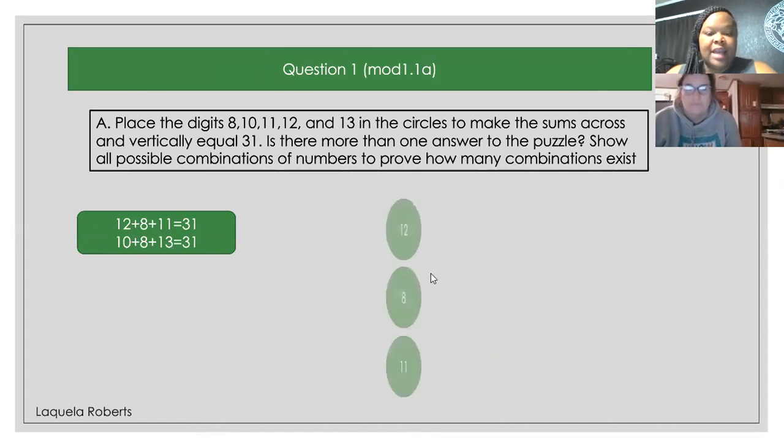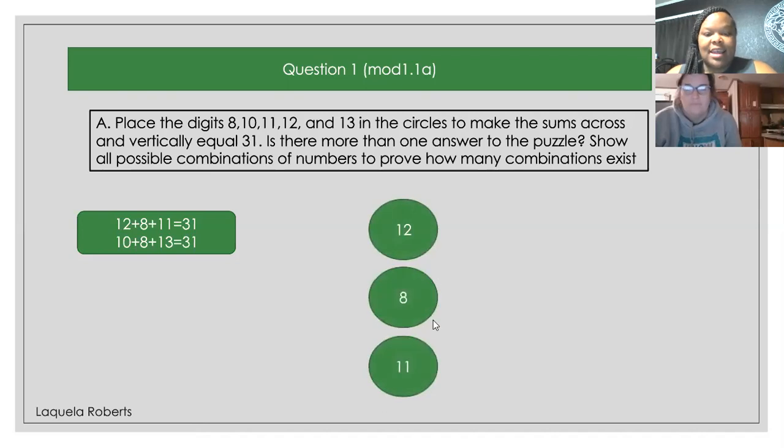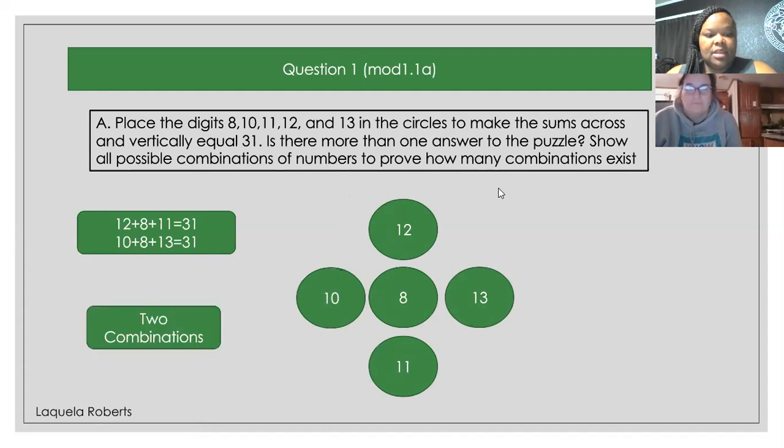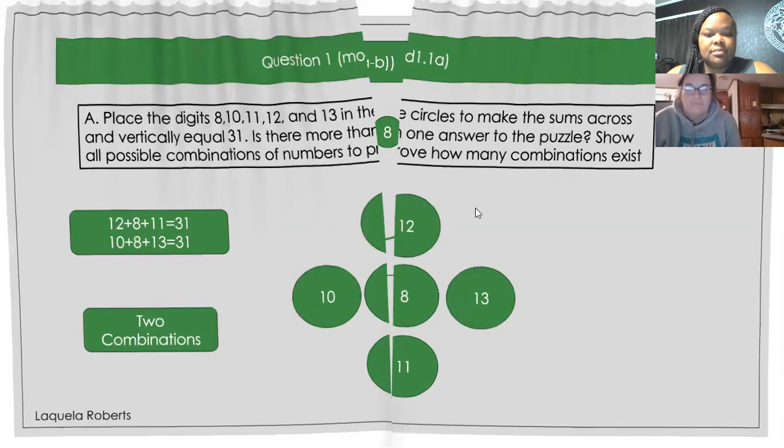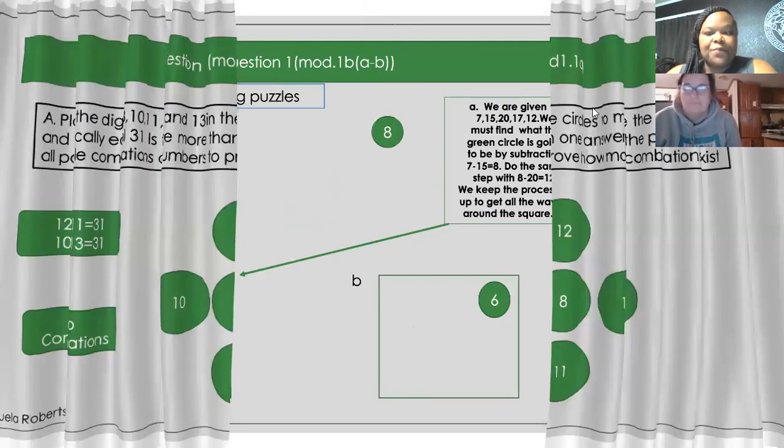Okay, so here we go. Check that out. So we have 12, 8, and 11. That's straight up. And then we have 10, 8, and 13 across. So the two combinations, there we have it.